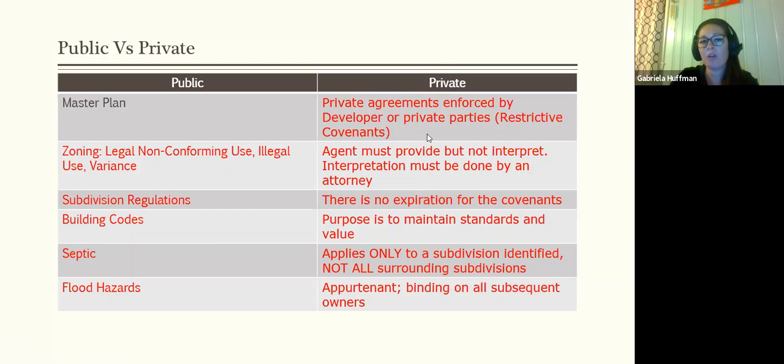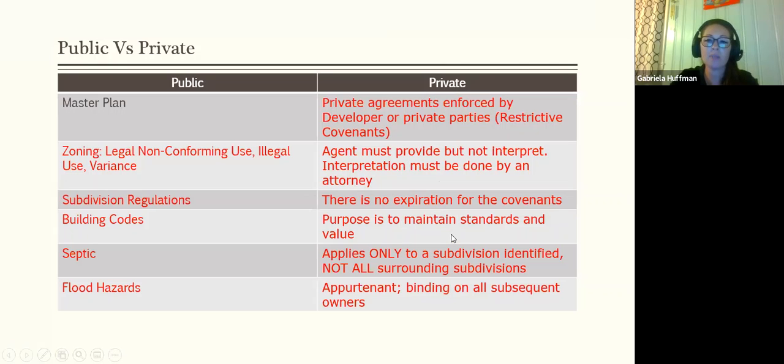Flood hazards is a chapter in itself. That'll be Chapter 13. We'll wait to talk about that then. Private would be your restrictive covenants, for example, your HOAs that have restrictions. These are private agreements that are developed by the developer. The enforcement may still be on the developer, or maybe they've transferred enforcement to a professional management company. As a real estate agent, we are supposed to provide these documents, not interpret or explain them. That should be done by an attorney.